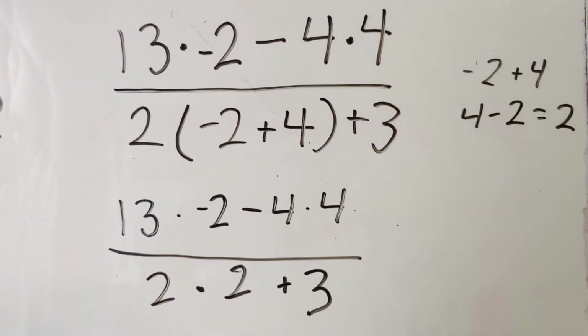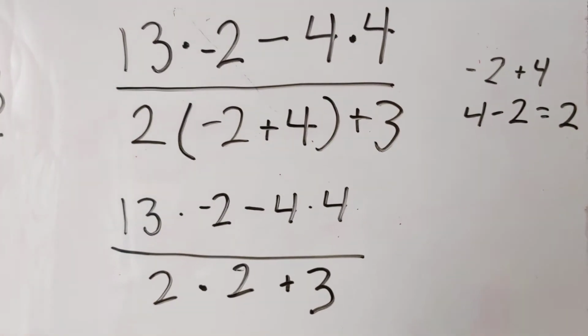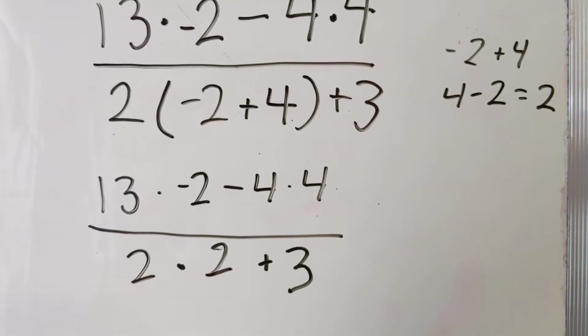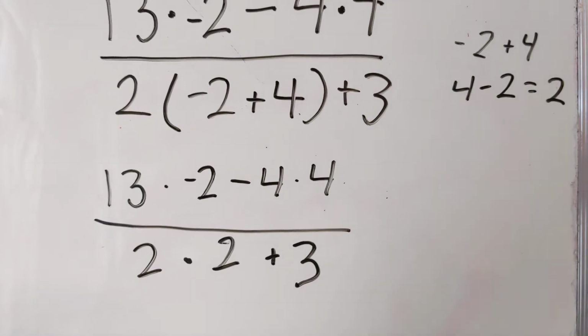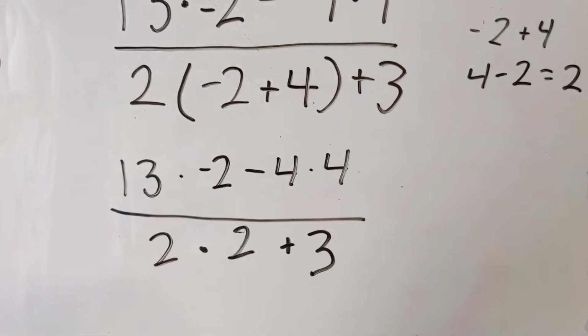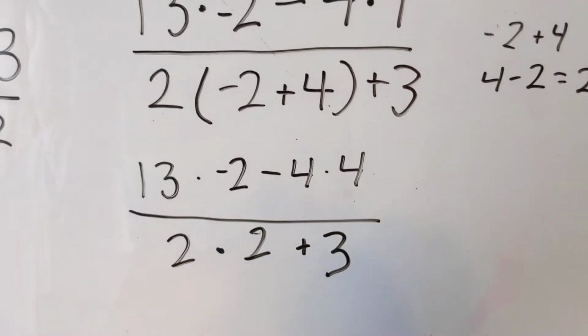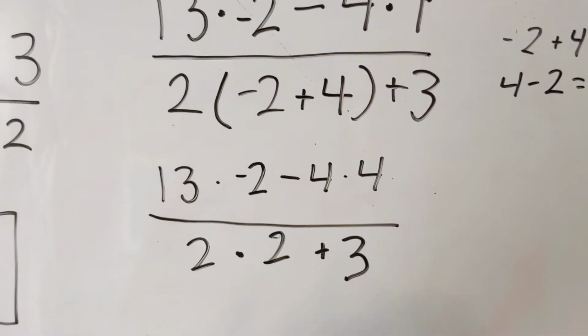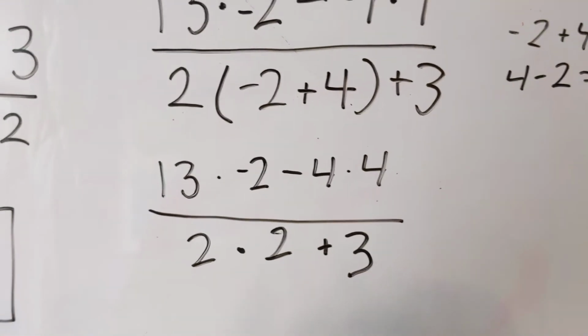Our next step in the order of operations is exponents. We do not have any exponents here, so we get to skip and go on to our next step, which is division. Just like before, we're not going to do the division until we've simplified our numerator and our denominator. And so we're going to go then to multiplication. We do have plenty of multiplication here.